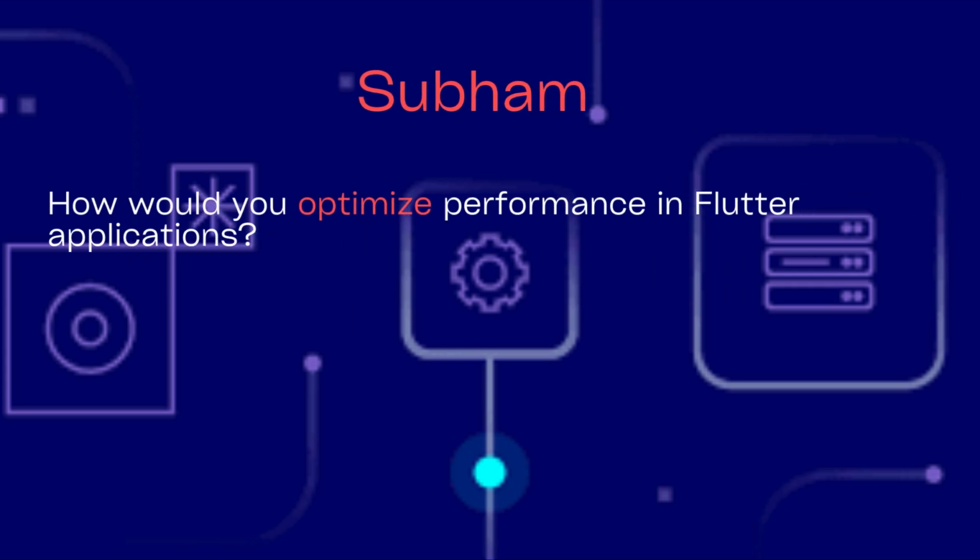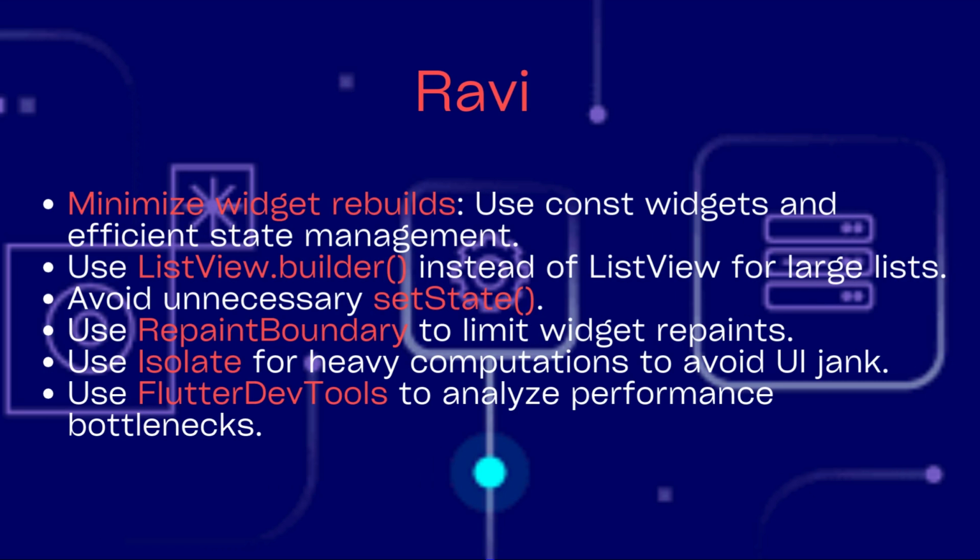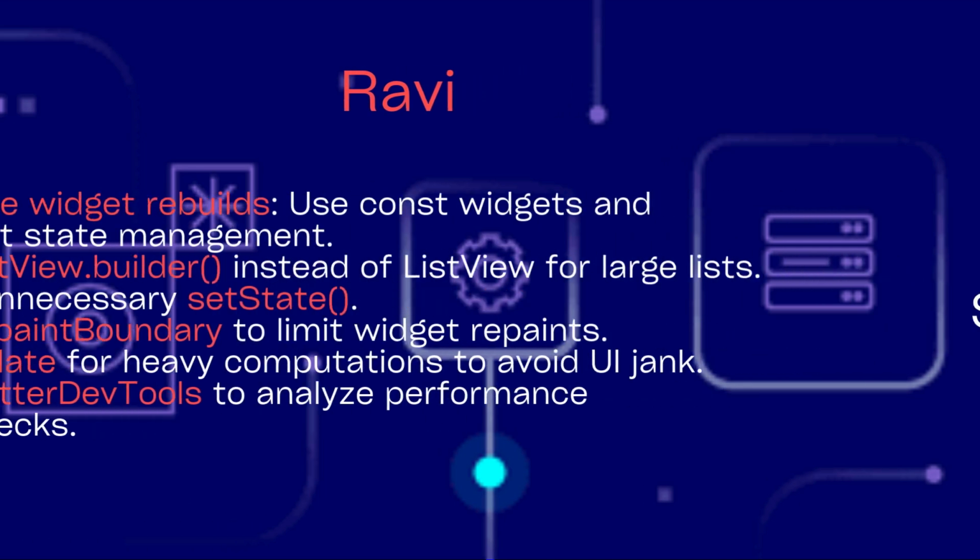Subham: How would you optimize performance in Flutter applications? Ravi: Minimize widget rebuilds, use const widgets and efficient state management. Use ListView.builder instead of ListView for large lists. Avoid unnecessary setState. Use RepaintBoundary to limit widget repaints. Use isolates for heavy computations to avoid UI jank. Use Flutter DevTools to analyze performance bottlenecks.